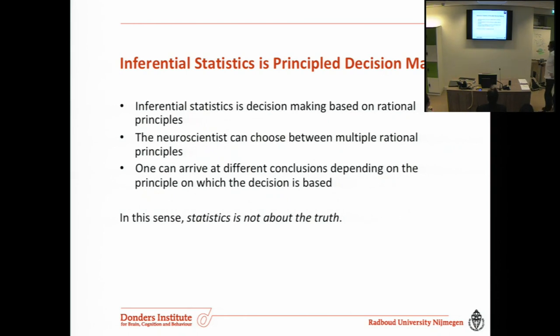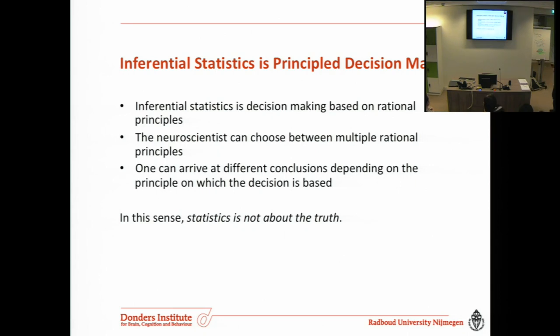Okay, now what is inferential statistics? It is principled decision making. That's an important starting point, and it's a starting point that makes us humble. It ensures that we are not stretching our expectations with respect to what statistics can provide to us. Actually, the slide already ends with the statement, statistics is not about the truth. Many people have a tendency to treat it as the golden route to the truth. And it's not like that. It's useful, but it's not the route to the truth.